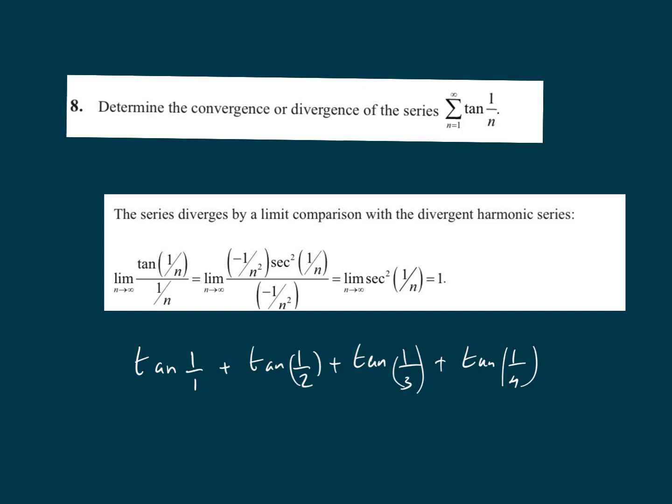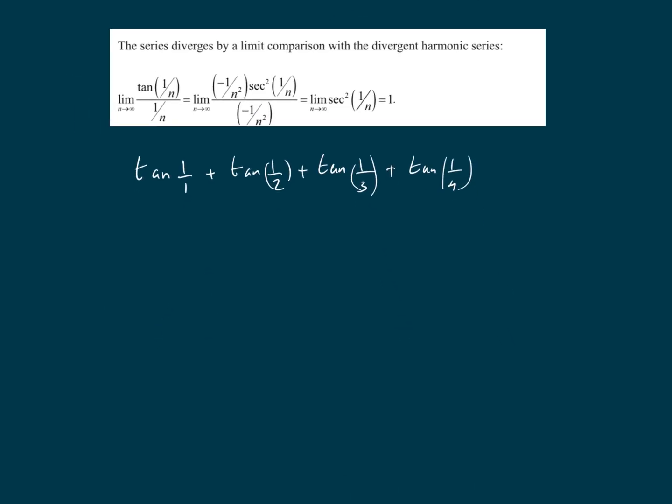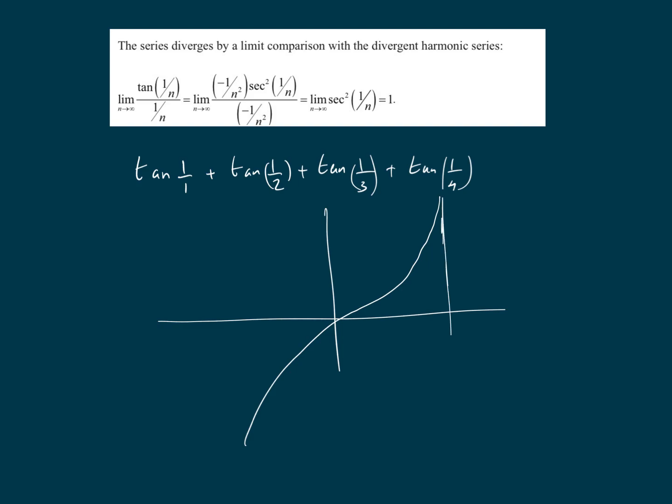So you see here what you are summing. You are summing the tangent function, which has an asymptote at pi divided by 2, which is 3.14 divided by 2, about 1.7. So the 1 is here. So it's tangent of 1, this one, plus tangent of 1/2, this one, plus tangent of 1/3.